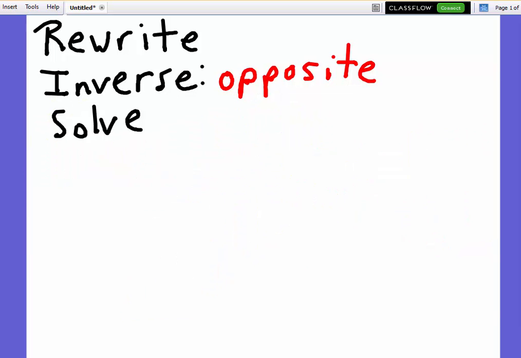Let's try a multiplication problem. If I have 7d equals 84, my first step is I rewrite that problem.